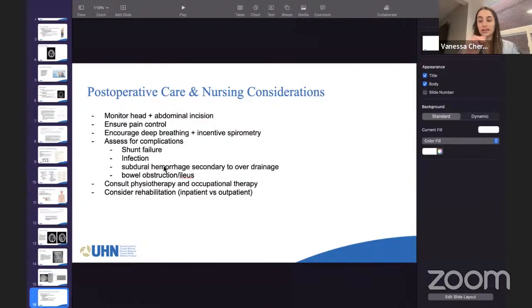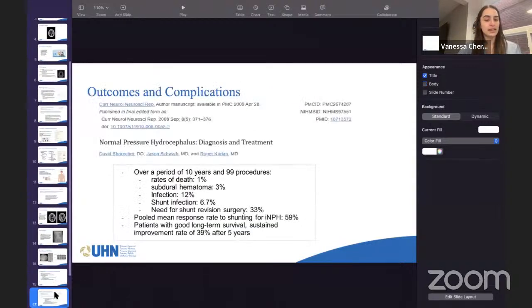Postoperatively, Mary did not have any of these complications. Her imaging was stable. Her gait, as I mentioned, after the TAP test improved, and it did improve following the shunt surgery, so her gait score was improved. She did show little improvement on her MoCA. Her cognition, there were not drastic changes, and she had rehab goals. And so she ultimately was sent to inpatient rehab, which we have throughout the city.